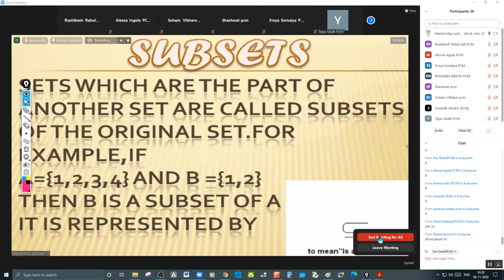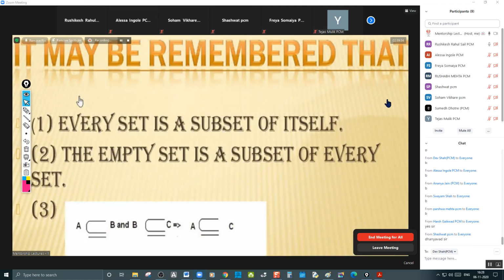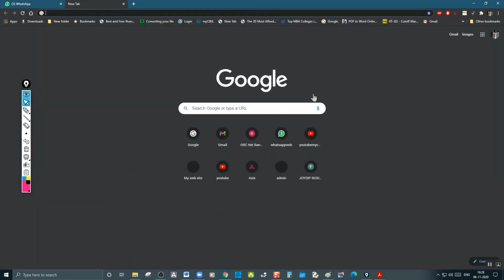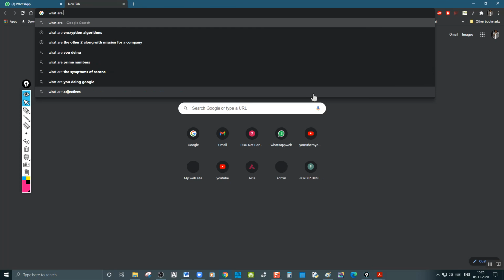Proper subsets: those which are part of another set are called proper. Let me check one moment. We'll Google it and we'll understand. Number of proper subsets. What are improper subsets?